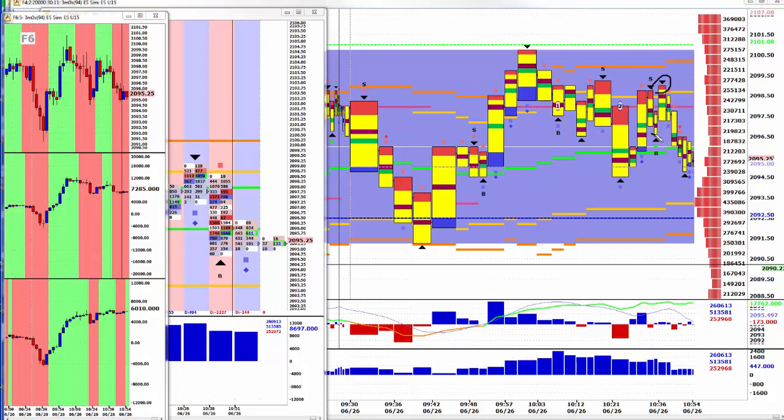The market tried to break, it couldn't. Comes back up, tries to rally, couldn't. We're in an area where the market should be sold. Starts down, and it gives you a reasonable trade for this time of day.